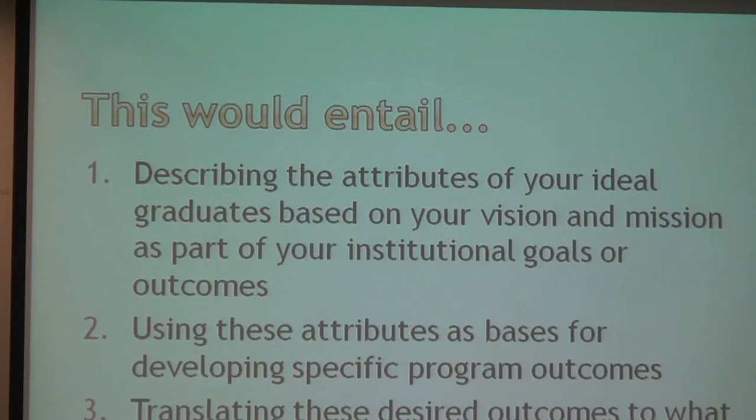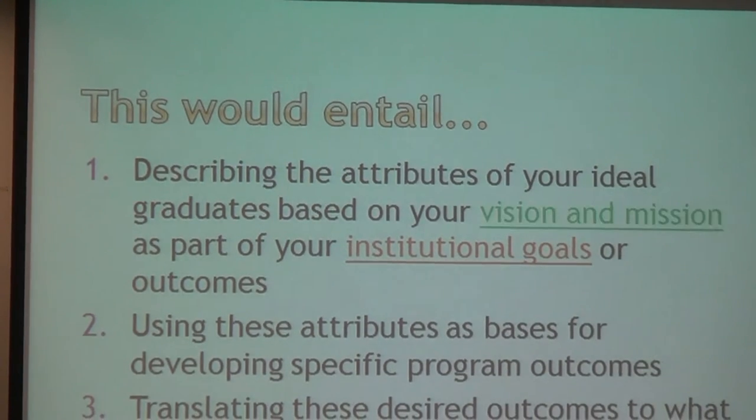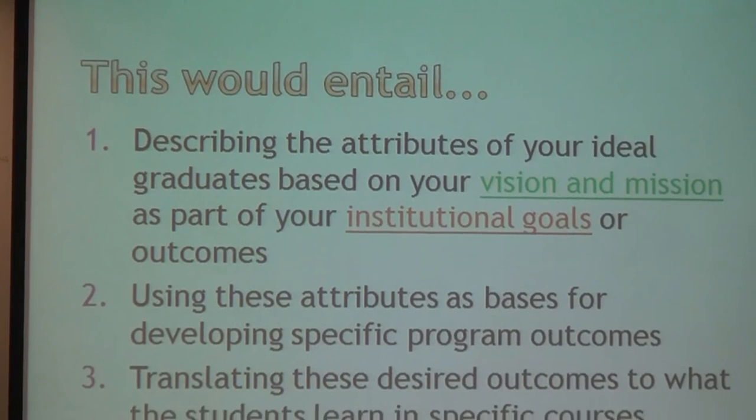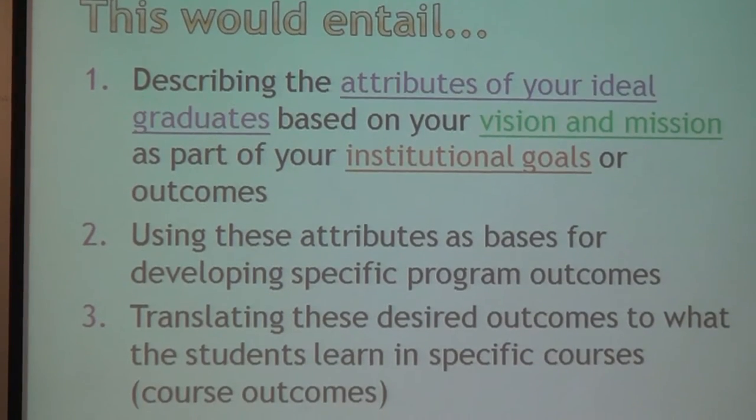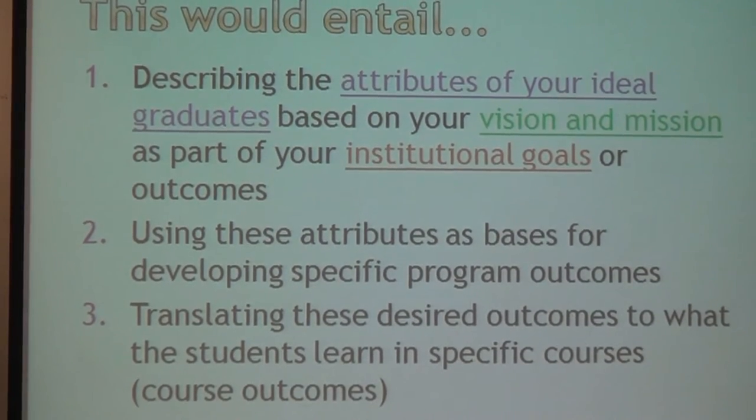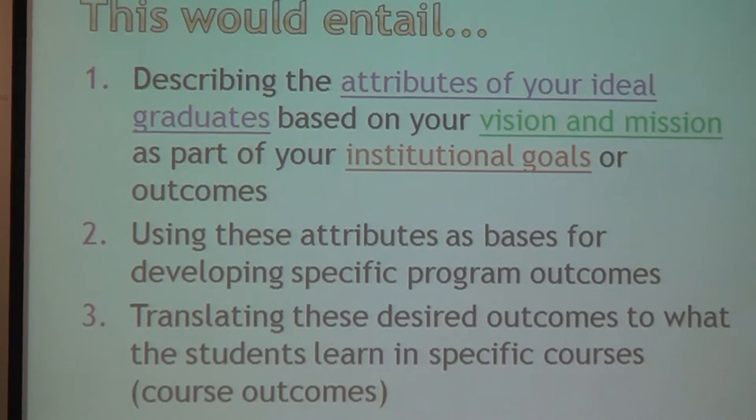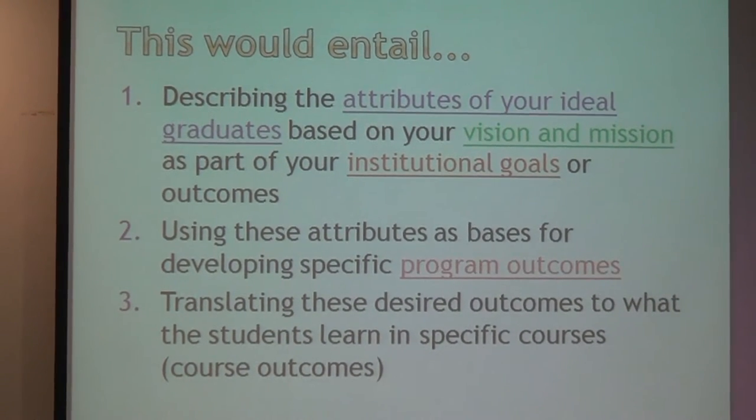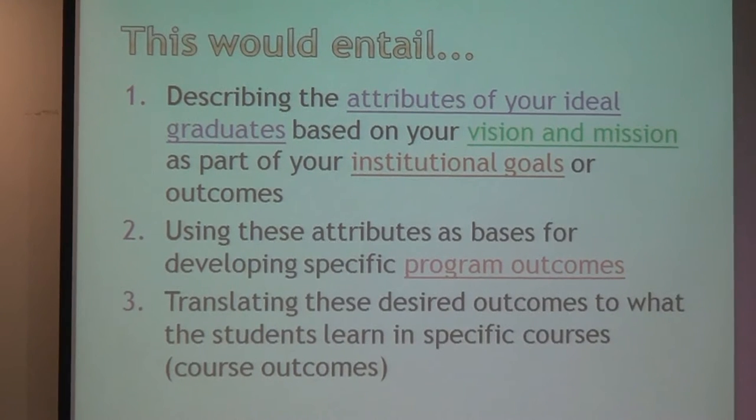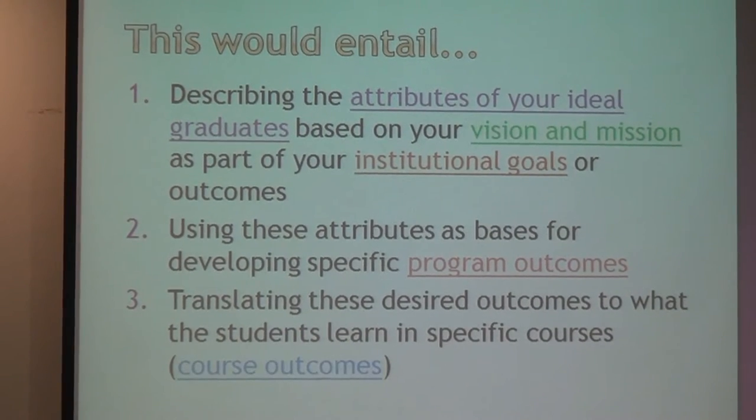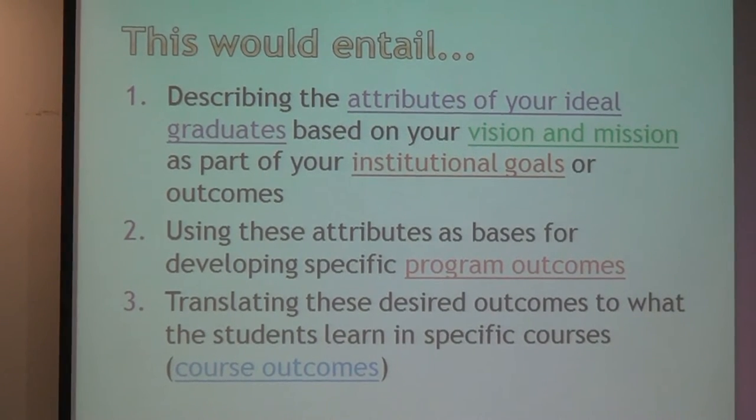And then you translate these desired outcomes to what the students learn in specific courses, or course outcomes. So here they are again. You start with institutional goals, together with your vision and mission, and your ideal graduate attributes. And then from this, the program outcomes. And only after these things, the course outcomes.